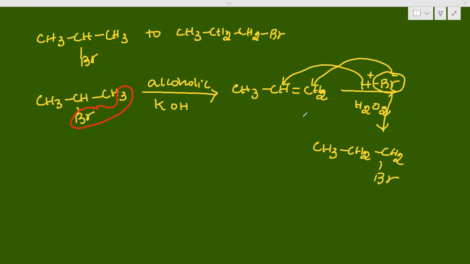So that is the easiest way of converting 2-bromopropane into 1-bromopropane. Right. Next conversion: chloroethane into butane. This is my chloroethane formula, and it is converted into butane. What do we want to do now?